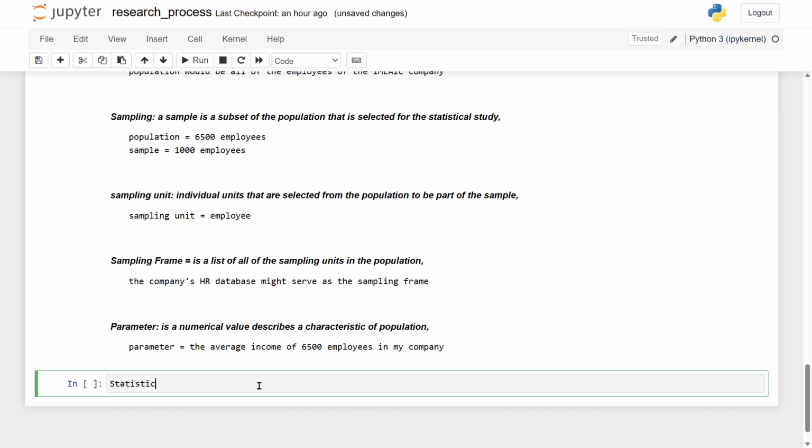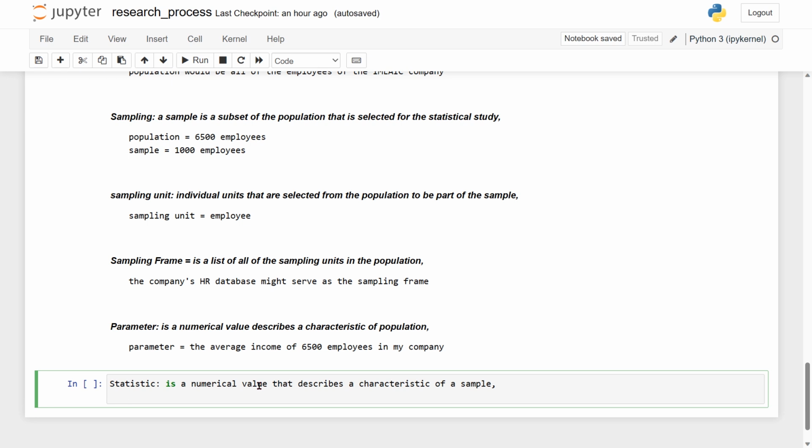A statistic is a numerical value that describes a characteristic of a sample.